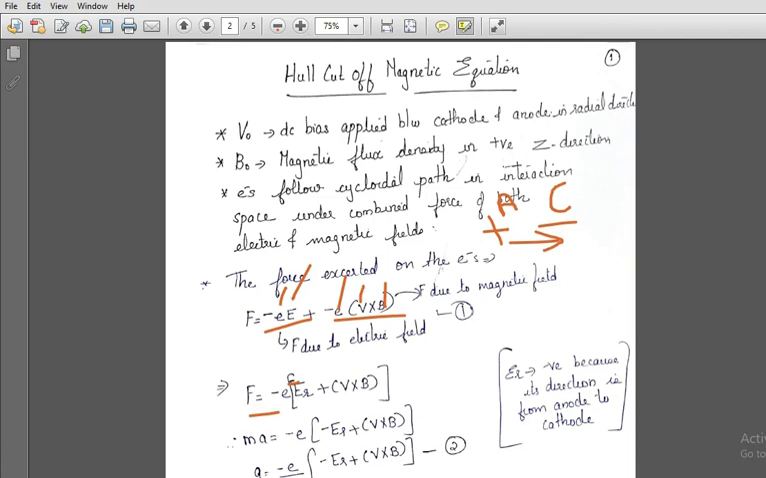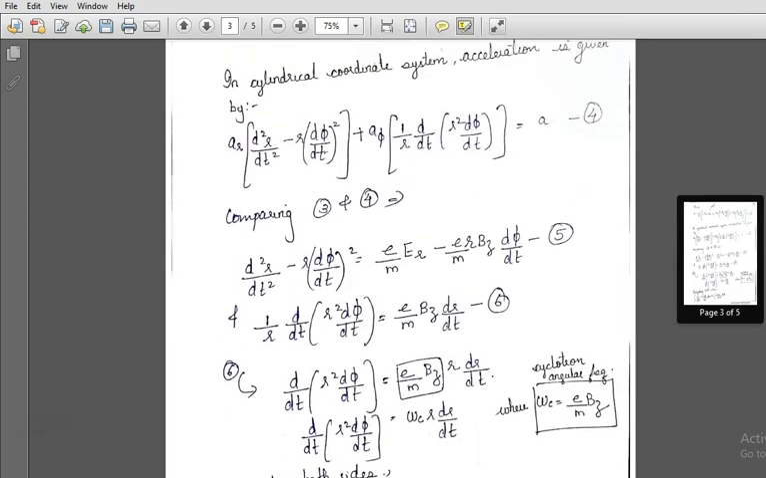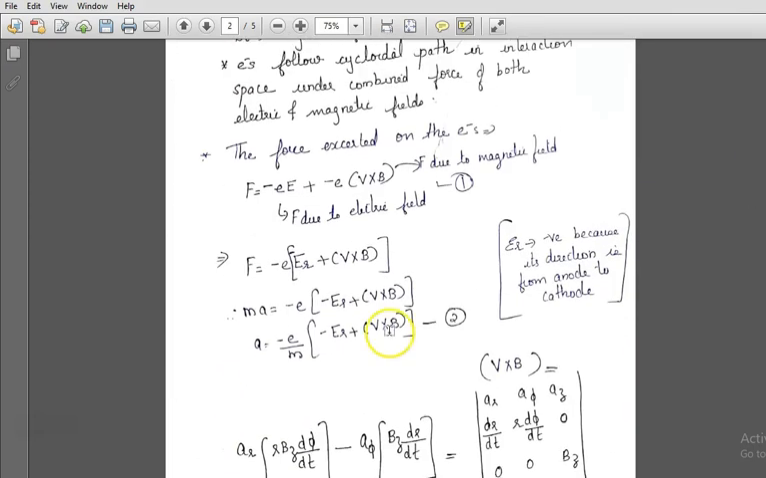Since the direction of ER is anode to cathode, that is the opposite direction, the electrons are moving from cathode to anode. That is why I have represented it by a minus sign: minus ER plus V cross B. And again, what is this force? We know that force is equal to mass into acceleration. That is, ma is equal to the same equation: minus E into minus ER plus V cross B.